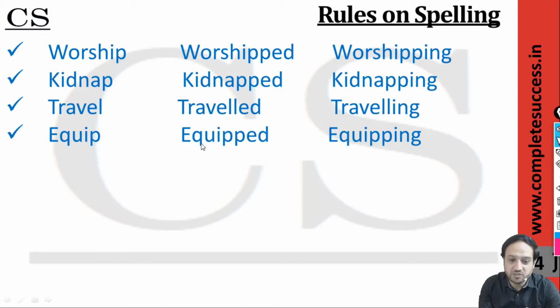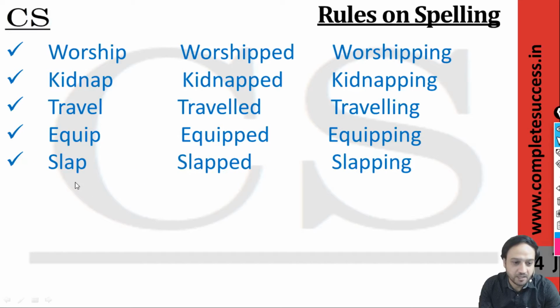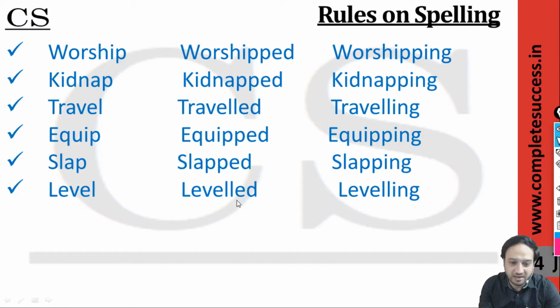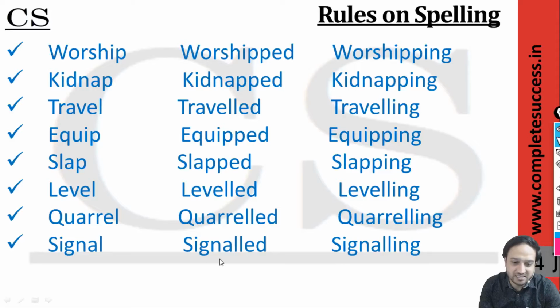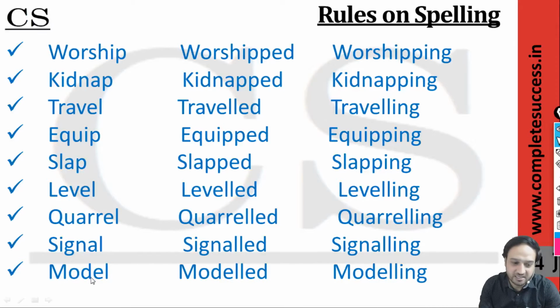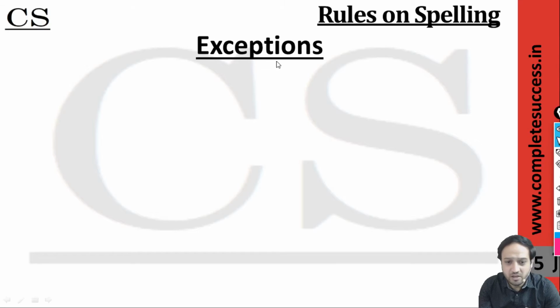So equipped, equipping. Slap, slapped, slapping. Level, leveled, leveling. Quarrel, quarreled, quarreling. Signal, signaled, signaling. Model, modeled, modeling. So there are some exceptions to this rule, and I'll talk about them further.